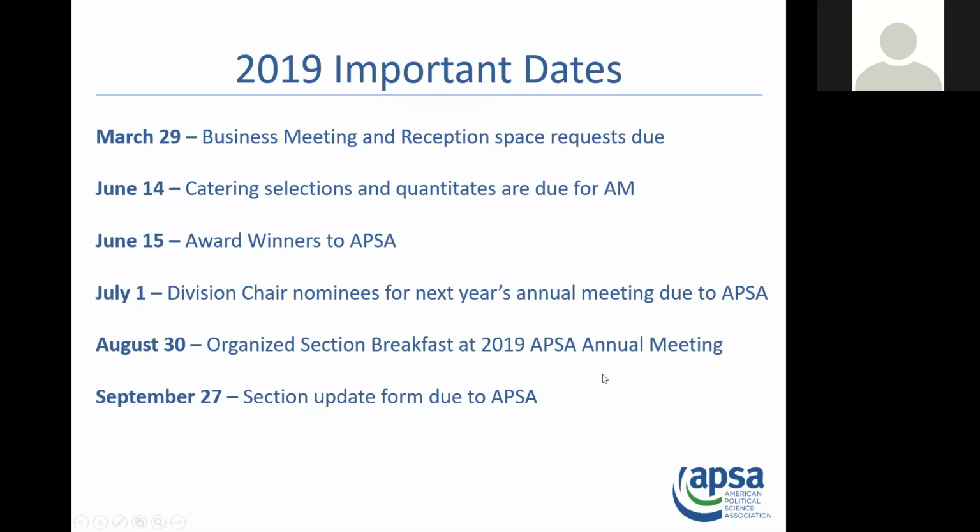Shortly after the conclusion of the annual meeting, I will send out the 2019-2020 section officer update form. This will provide space for you to update all of the section officers for the next term, as well as any awards that you plan on providing at the 2020 meeting, and any dues updates or general section updates that you may have. And we will need that form back to the Member Services Department by September 27th.